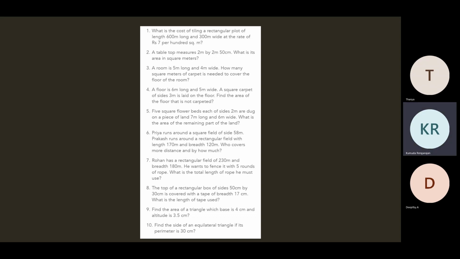A room is 5 meters long and 4 meters wide. How do we understand this? That means the length of the floor in the room is 5 meters and the breadth of the floor is 4 meters. Now you want to carpet the floor. That means you want to spread the carpet on the floor and cover the entire floor area completely.